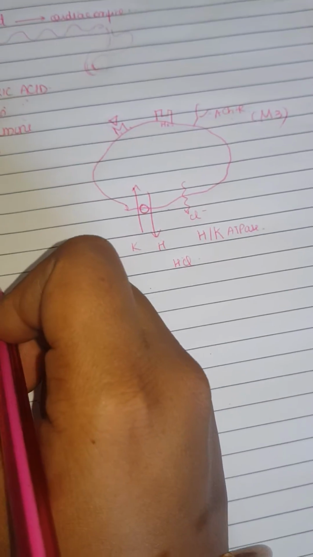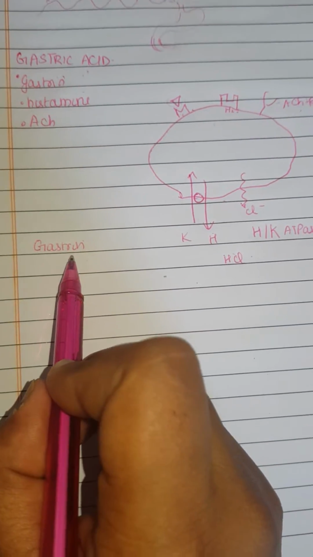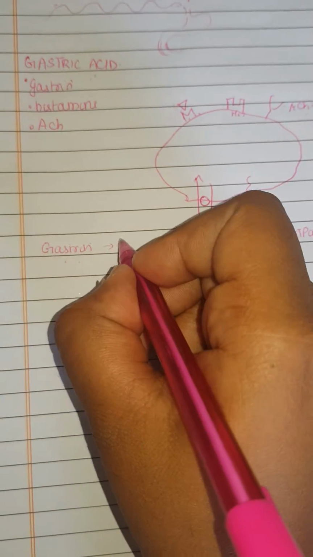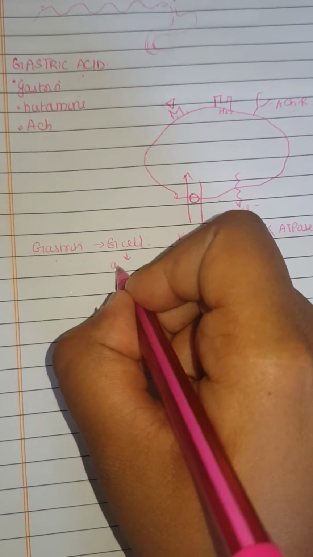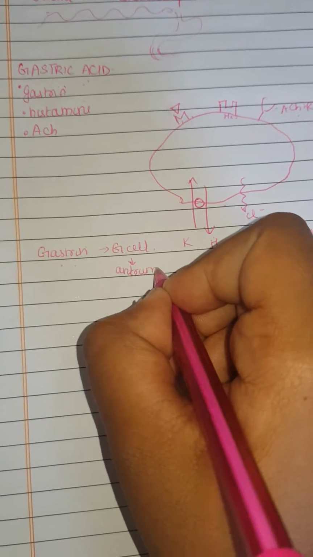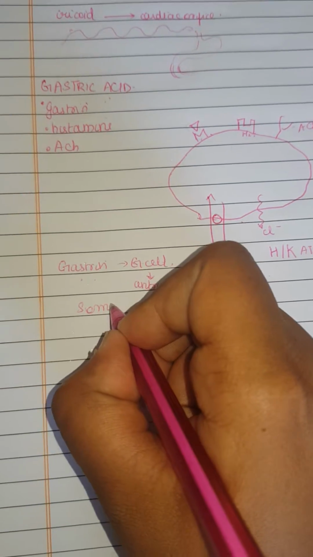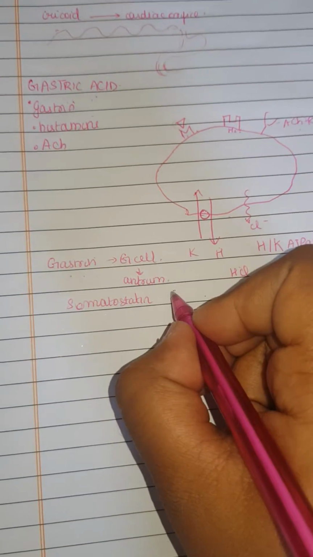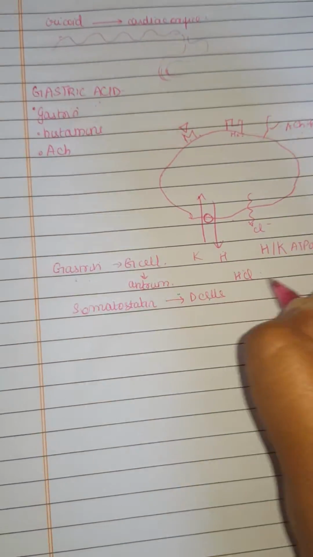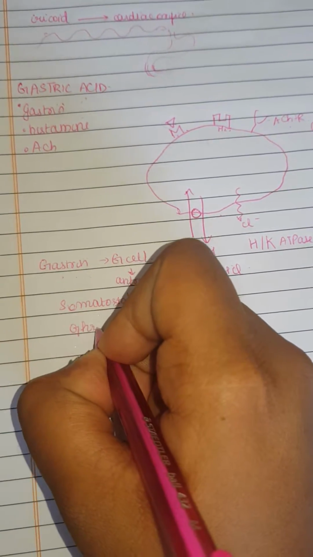Now let me talk about 3 important hormones in your stomach, your GI. One is gastrin. Where is gastrin secreted from? Gastrin is secreted from certain cells known as the G cells. These G cells are present predominantly in the antrum of the stomach, that is the pylorus. Next you have somatostatin. Somatostatin is secreted from D cells, present all over the stomach. And then the next one we have is ghrelin.